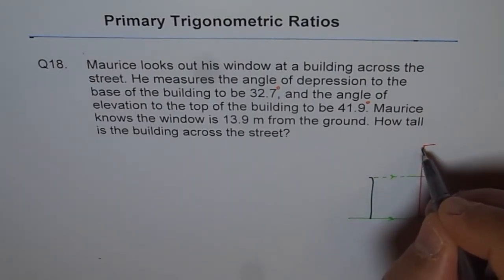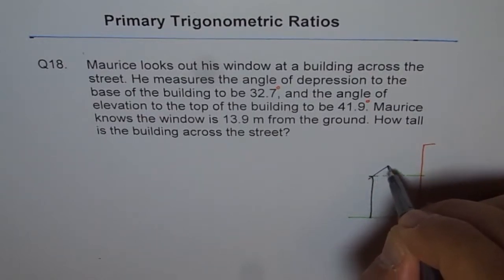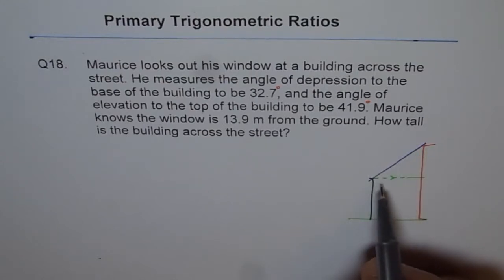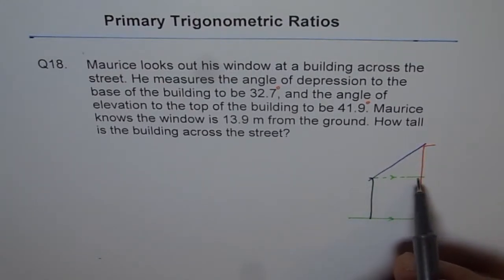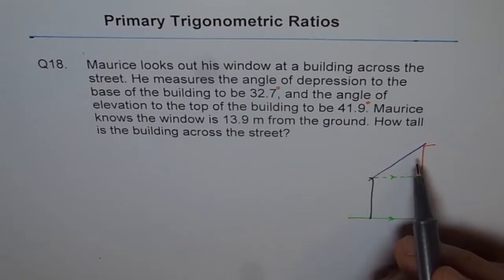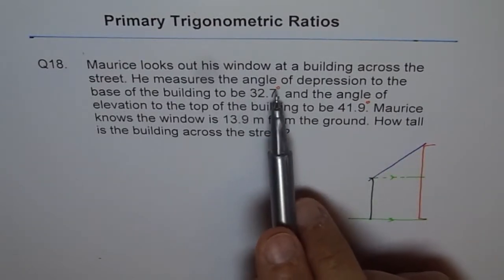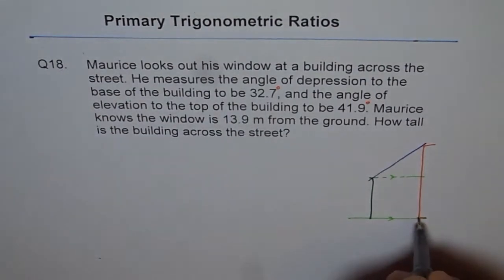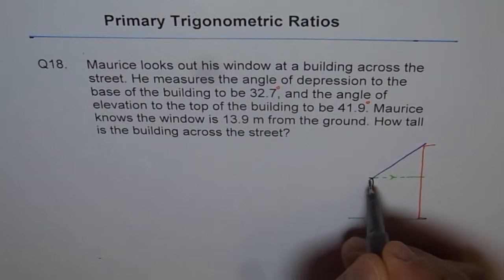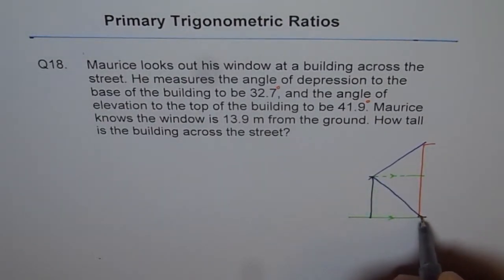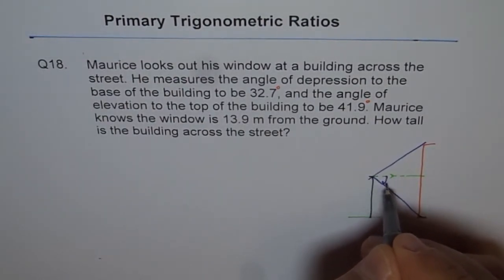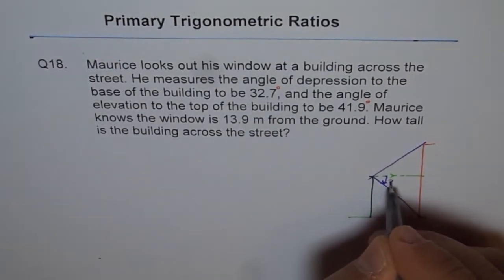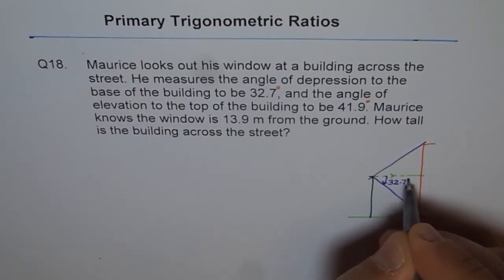Morris is measuring two angles. One is the angle of elevation. Let's understand what these angles are. Angle of elevation is always the angle which is made with the horizontal when you're looking up, right? So that is one angle. He measures the angle of depression to the base of the building as 32.7. So angle of depression is when you're looking down, what angle you make with the horizontal. So this angle is the angle of depression, which is 32.7 degrees.